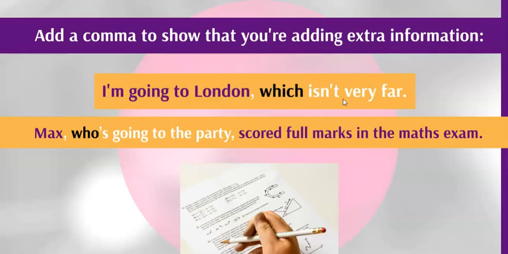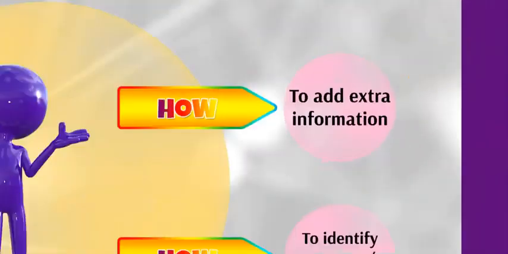of the sentence. Now let's read our second example. Max, comma, who's going to the party, comma, scored full marks in the maths exam. The main clause is Max scored full marks in the maths exam. This has been split and the relative clause has been dropped into it. The commas are like brackets. They show us that the relative clause is not very important. In fact, we could delete this and it wouldn't make much difference to the meaning of the sentence.